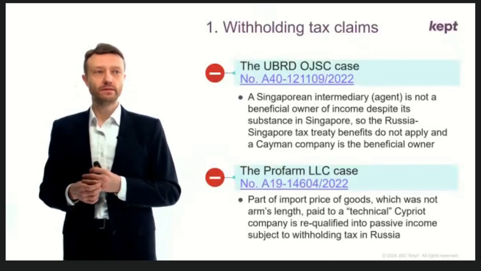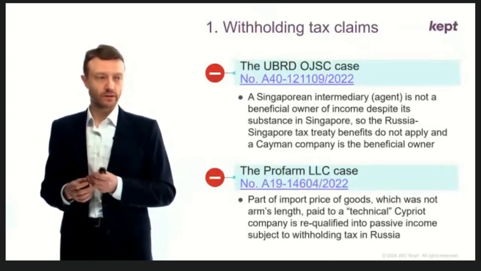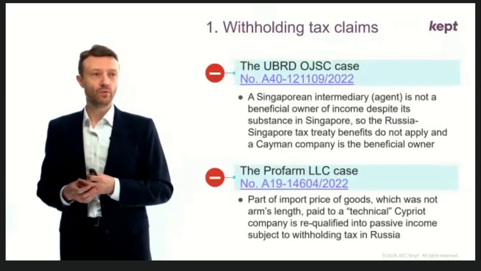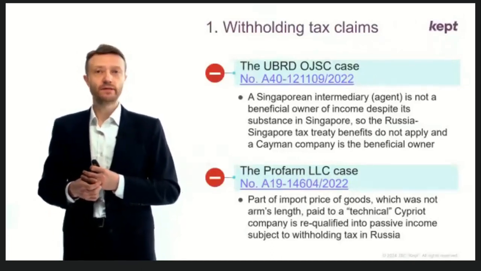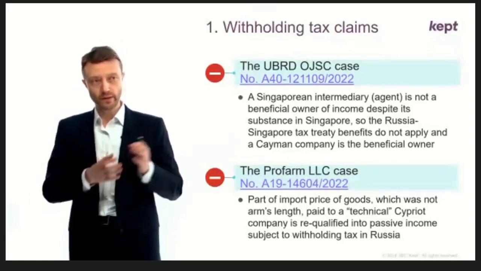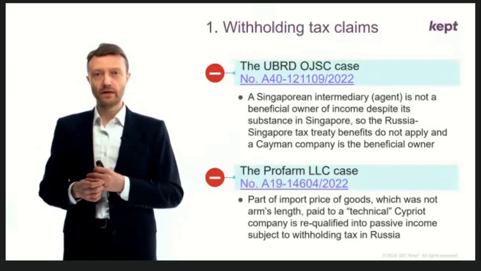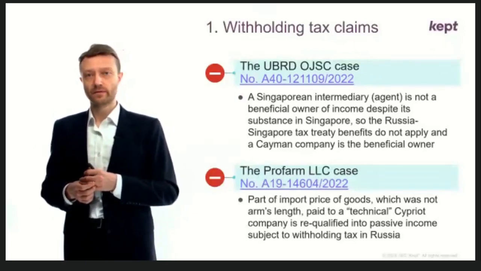Despite the existing double tax treaty, withholding tax was successfully charged by the Russian tax authorities, and they won the case in court, which means that non-arm's length transactions, even without imputed dividends, which we are going to talk about later, already contain withholding tax risks.